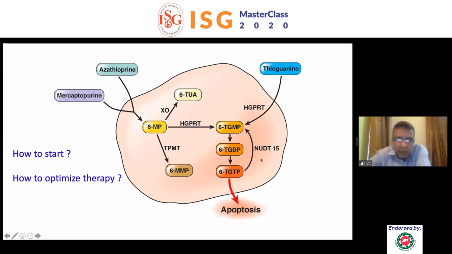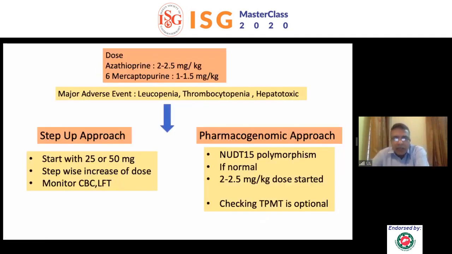However, there's another player which has recently come up, and that is NUDT15. What has been seen is that TPMT polymorphisms are more common in Caucasians, whereas in Asians and Indians, it is the NUDT15 which plays a very important role. So azathioprine, how would you start? You would start with the dose of 2 to 2.5 milligram per kg, 6-mercaptopurine is 1 to 1.5. However, the adverse events are in the form of leukopenia, thrombocytopenia, or hepatotoxicity.